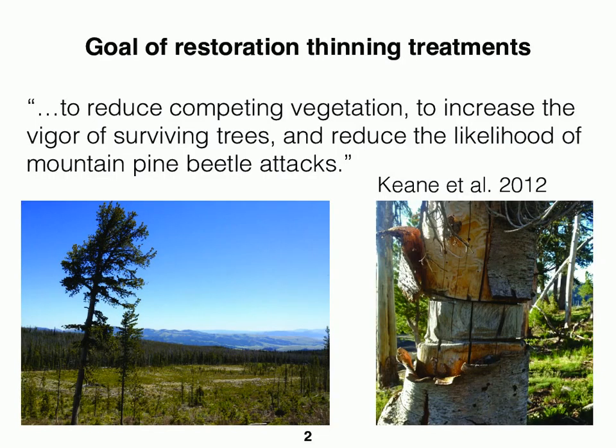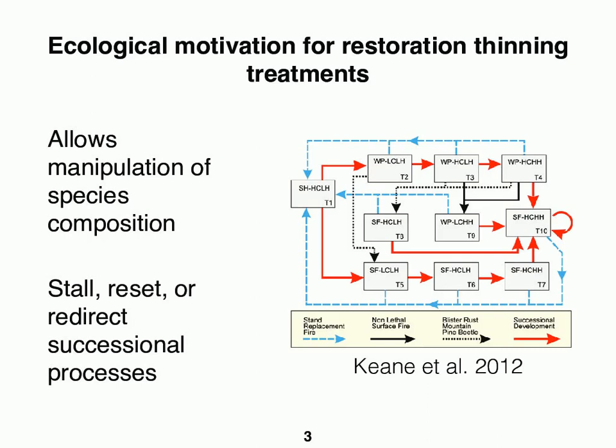Okay. So the goal of these restoration treatments, this is straight out of the range-wide restoration strategy, is to reduce competing vegetation, to increase the vigor of surviving trees, and to reduce the likelihood of mountain pine beetle attacks. And admittedly, that's a brief summation of the purpose of treatments. But I want to explain a little bit the ecological thinking and the scientific information that gives impetus to this kind of treatment. Basically, this treatment is in response to what we know about successional dynamics in whitebark pine.